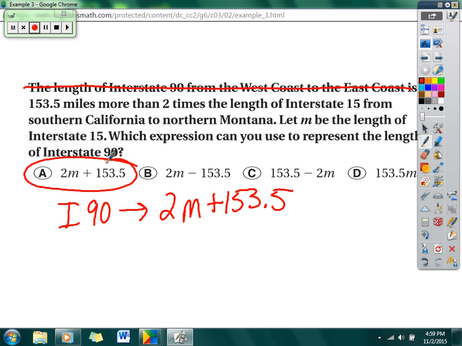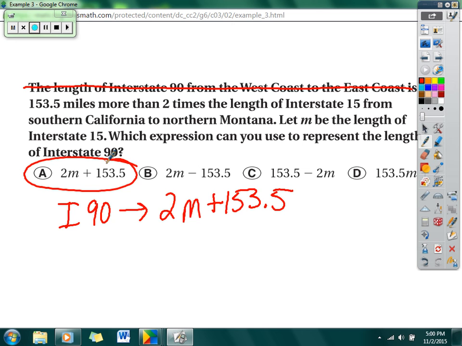My recommendation is in your notes, I would write this whole example, and I would underline the key parts, circle the key words such as more than, times, and then I would underline M because you need to know what variable to use, and I would look at your question.